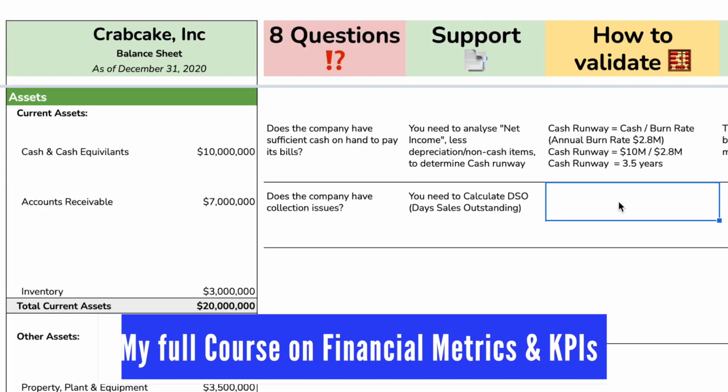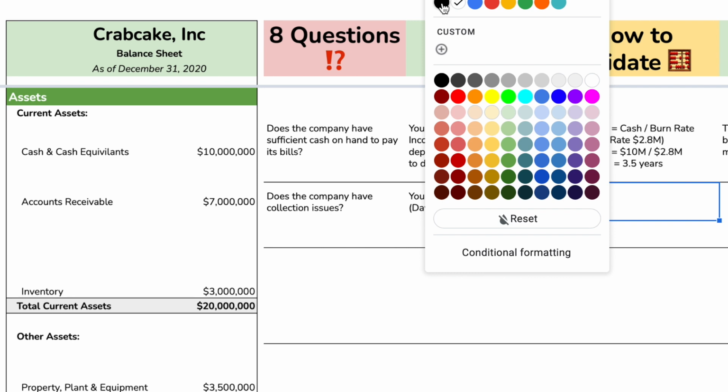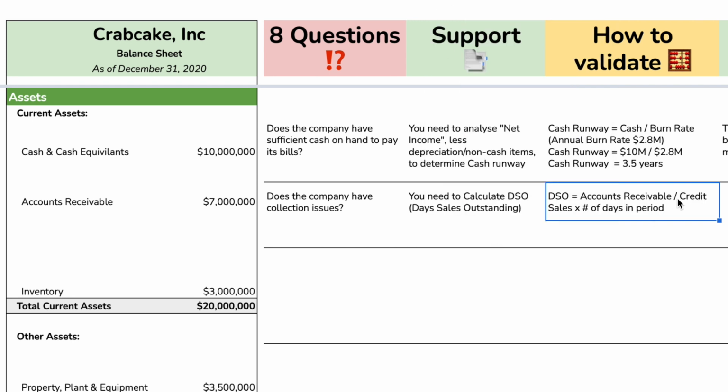But in this case, you need to calculate DSO, and the way to do it is to take accounts receivable divided by credit sales and multiply that by the number of days in the period, or in this case, in the year. When you do that for Crab Cake Inc., you'll end up with these results. So you'll end up with $7 million in AR divided by 44 million in credit sales multiplied by 365 days in a year. You get 58 days.